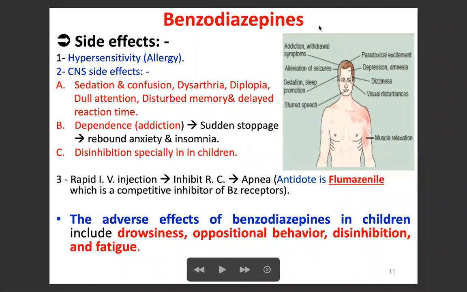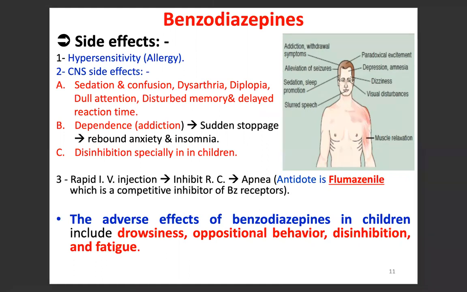Adverse effect: documented hypersensitivity, allergic reactions to the drug. Related to the central nervous system side effects: sedation, confusion, dysarthria, diplopia (double vision), dull attention, disturbed memory, and delayed reaction time. The activeness of the person will be inhibited.